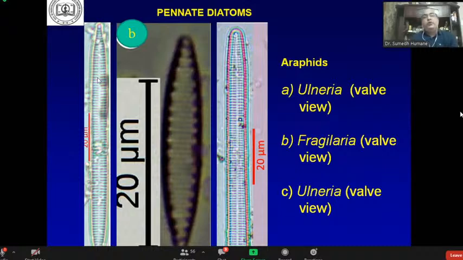Here you won't find the raphe. In another sample, Fragilaria, you won't find the raphe either. So these types of diatoms are called araphid. In both the valves, you won't get the raphe.